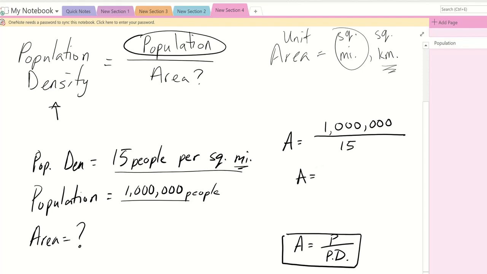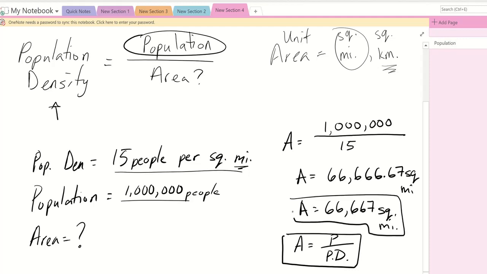So A is going to be 1 million, that's 6 zeros, right? Divided by 15, that gives you 66666.67 square miles, right? Or if you want to round it, if I tell you round to the nearest whole number, this would be 66,667 square miles, right? Don't forget this unit, square miles.